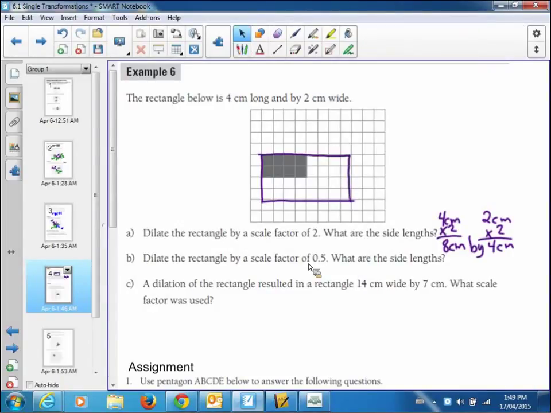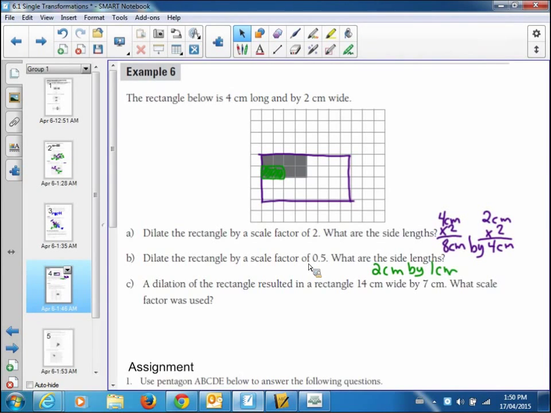There you go. Now, doing it by a scale factor of a half, I think you can do the math in your head. Half of 4 centimeters is now 2 centimeters. Half of 2 centimeters is 1 centimeter. That's the new one, right? So I'm going to draw it in green here. Can you see that even? It's hard to, yeah. So that's the B one.